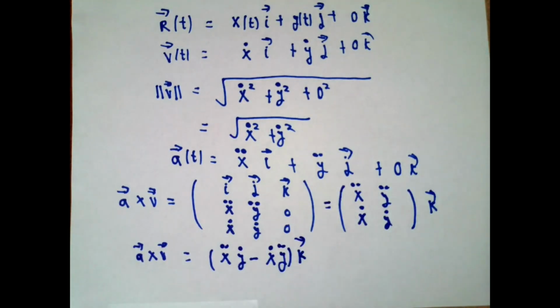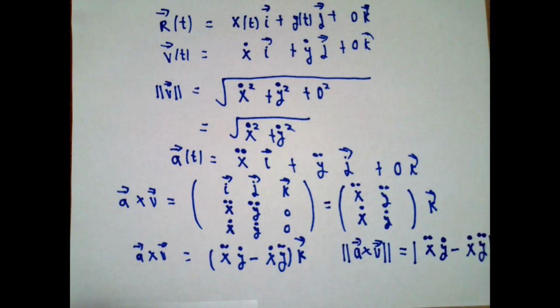Doing the determinant in the usual way, A cross V is the quantity x double dot y dot minus x dot y double dot times the k vector. Since the k vector has length 1, the magnitude of A cross V is just the absolute value of this quantity.